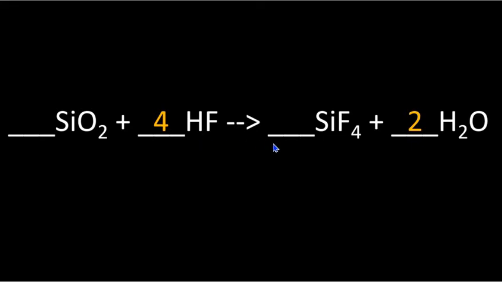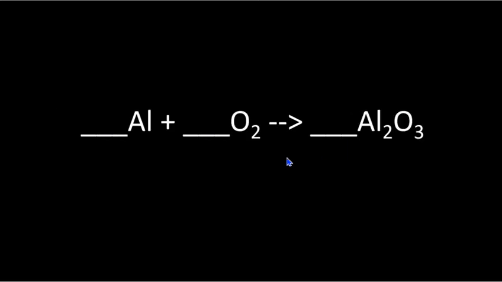Okay. Then you look at fluorine. Now you have 4, and over here there are 4. So again, you always double check. 1 silicon, 1 silicon. 2 oxygens, 2 oxygens. 4 hydrogens, 4 hydrogens. 4 fluorines, and 4 fluorines.